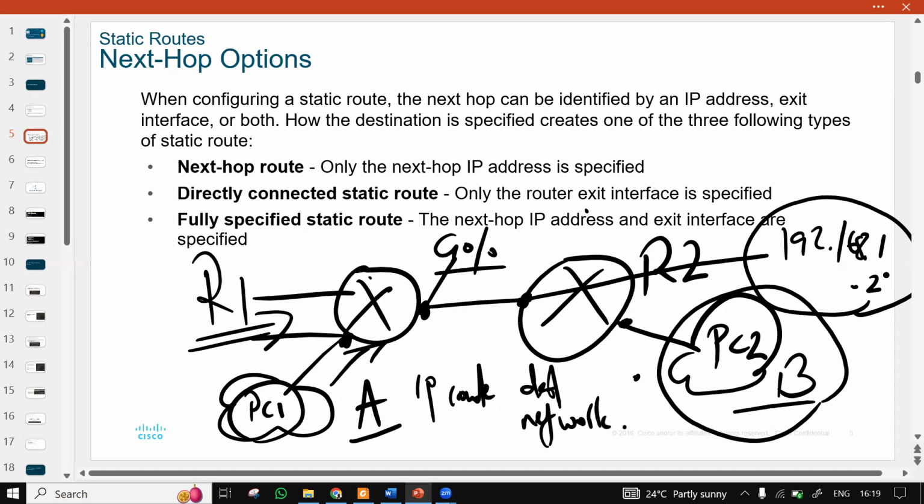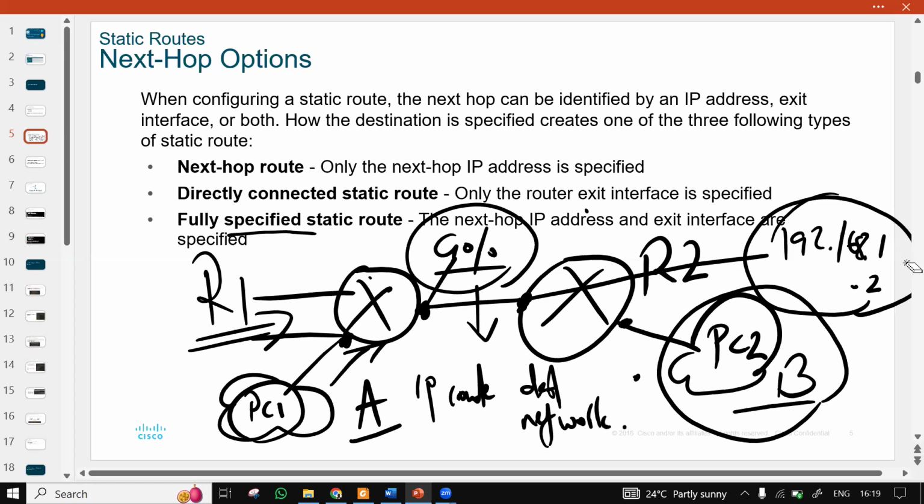When I configure using only the router exit interface, we call it a directly connected static route. I'm using the exit interface, which in this case is G0/0. If I'm sending from PC1, the exit interface is this. The next hop IP is the next router's IP address. Sometimes it's necessary to use both, G0/0 and the IP address 192.168.1.2. I'll give an example of where it is necessary. Where it is necessary, it is called a fully specified static route.